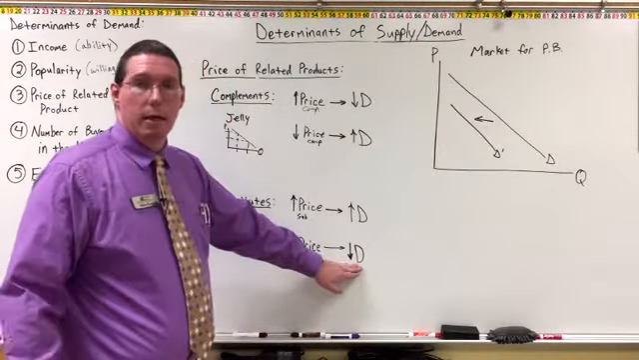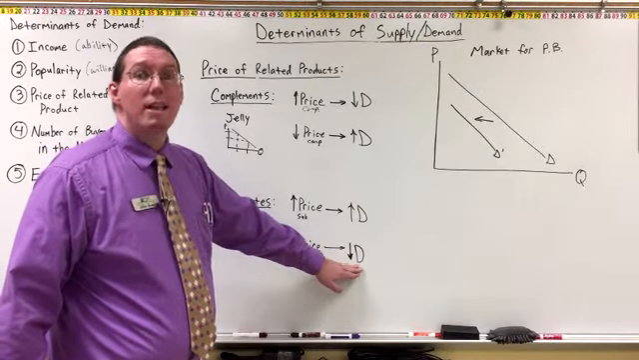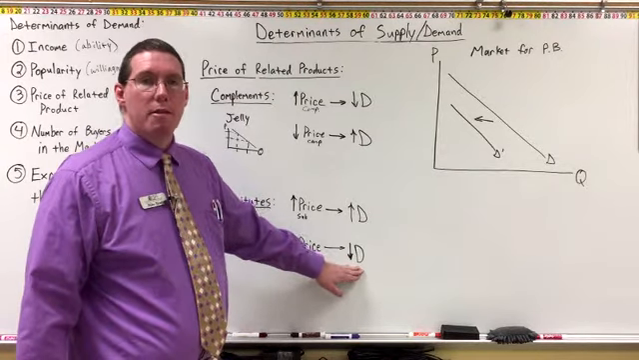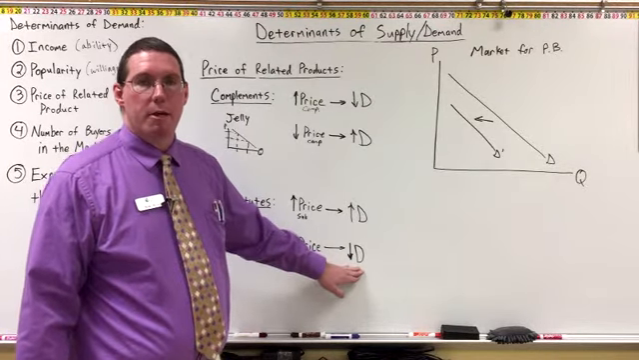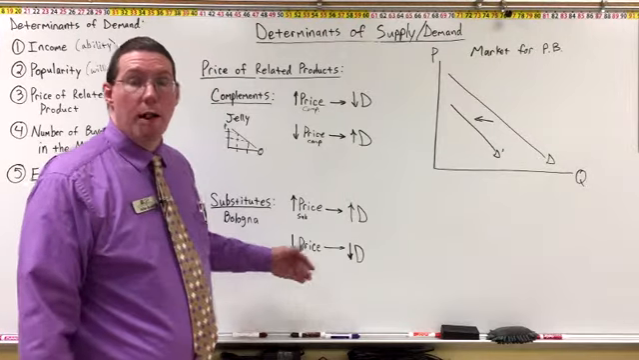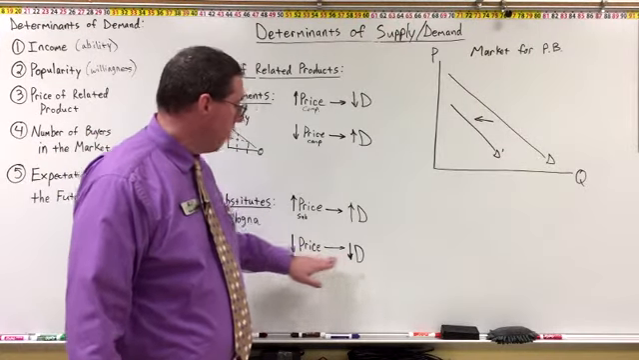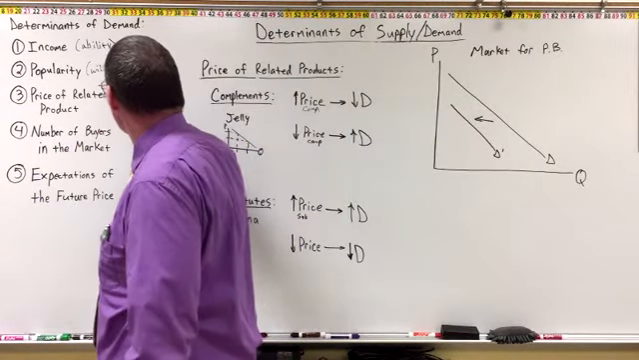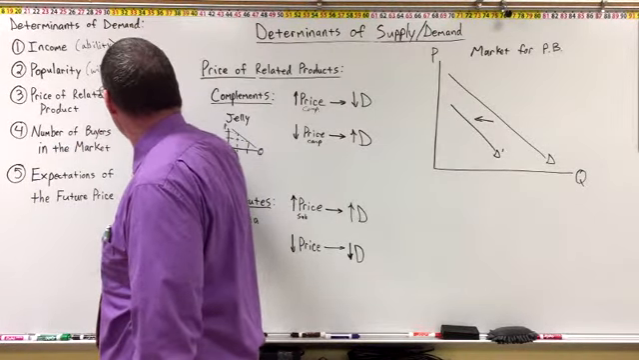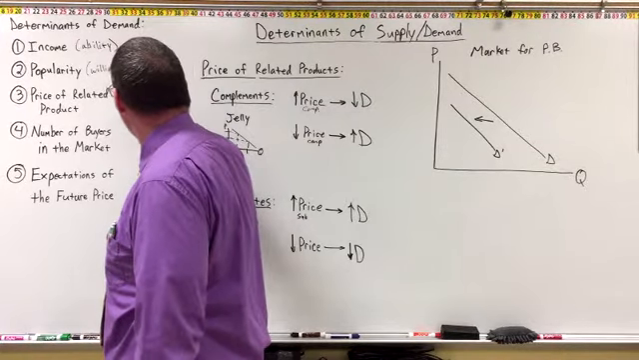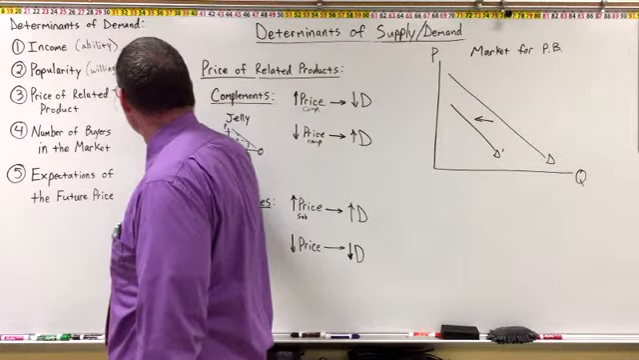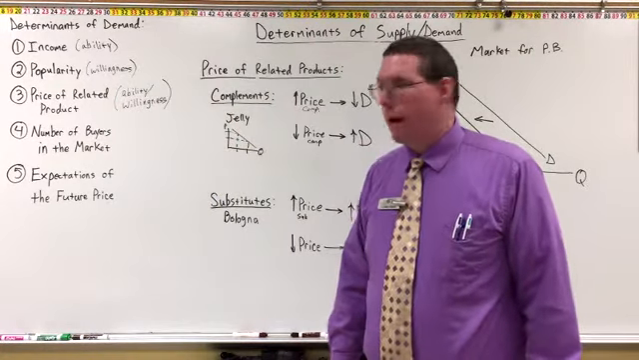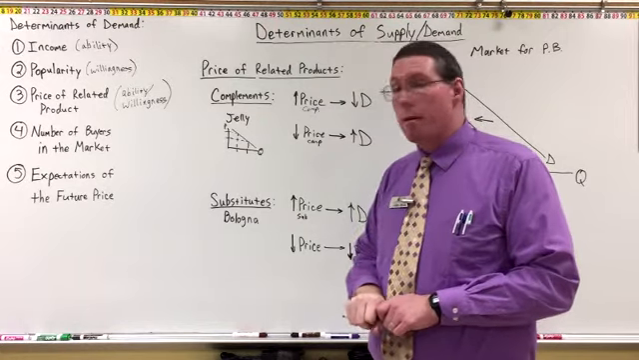because people are less willing. This is kind of affecting the willingness and ability. They're less able to buy peanut butter because they spent all their money on bologna. They're less willing to buy peanut butter because they're more willing to buy bologna. And so this price of related products is affecting both the ability and the willingness to buy the product that we're dealing with. Okay? And that's it for complements and substitutes.